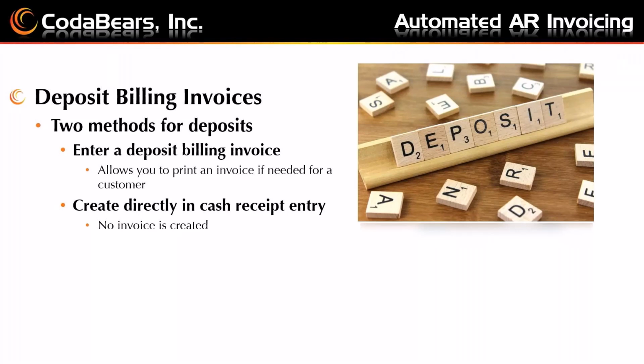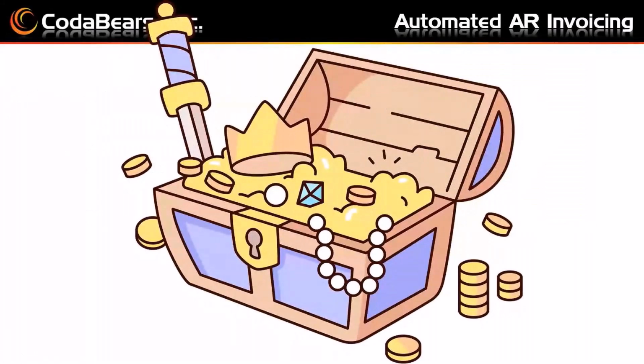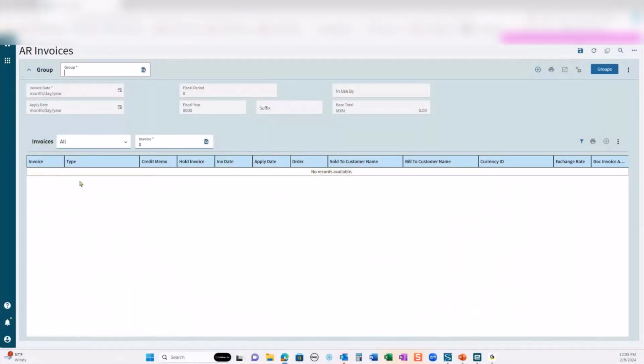If no invoice is created and no sales order is referenced, you'll wind up with a category called UR in your accounts receivable listing, and you'll have to fix that. So let's go over and take a look at how this works in Kinetic.